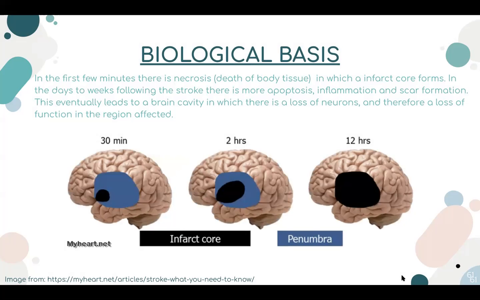So in the first few minutes of the stroke, there's something called necrosis, which is basically the death of body tissue, in which something called the infarct core forms. There's a certain part of your brain that the stroke would target, which is known as the penumbra, which is basically highlighted in blue in the first two diagrams that you can see. This infarct core basically spreads, leading to apoptosis, which is cell death, inflammation and scar formation, and that leads to a brain cavity in which there's a loss of neurons and therefore a loss of function in that specific region.